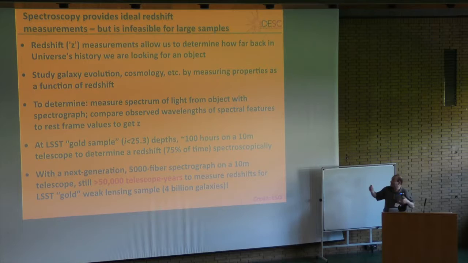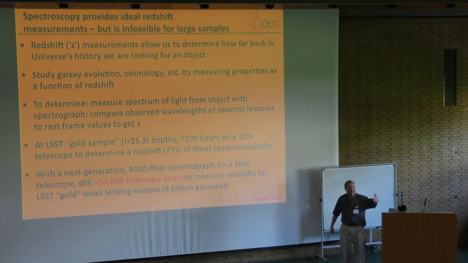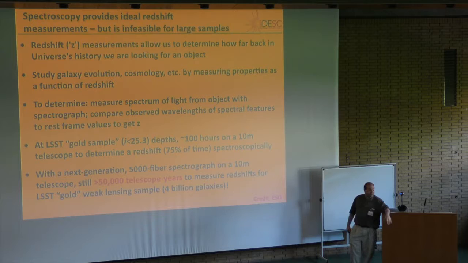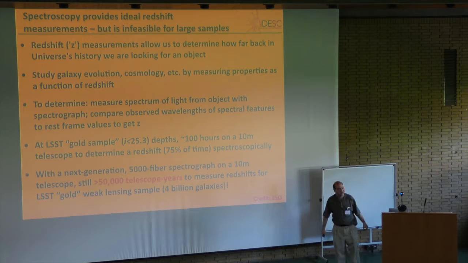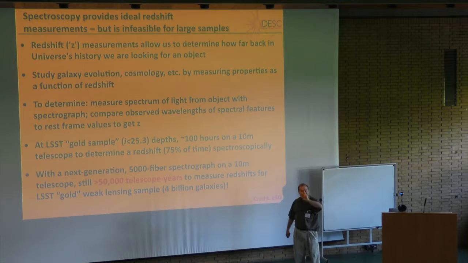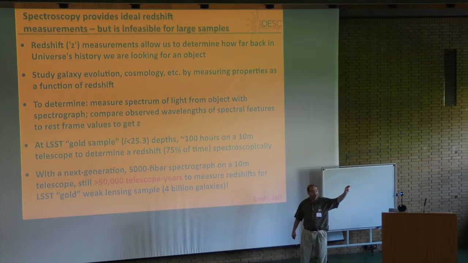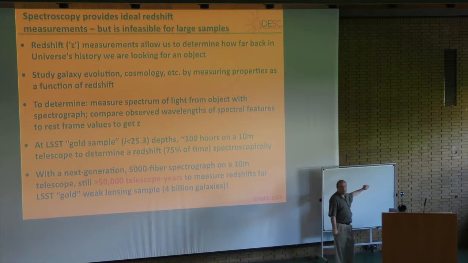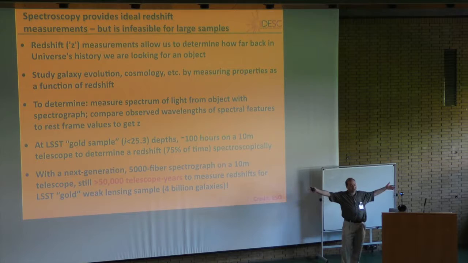And the classic way you measure a redshift, and this goes back 100 years or more, was to measure the spectrum of light from an object. You compare the observed wavelengths of spectral features, so the Balmer series of hydrogen, for instance, the set of n to 2 transitions in hydrogen have particular wavelengths. If you see multiple of those transitions, you're able to identify by their wavelength ratio what those transitions are. And by comparing the observed wavelengths of those transitions to the laboratory wavelengths of those transitions, you now have a determination of how the wavelengths of light have been stretched since it left an object. You have a determination of the redshift.